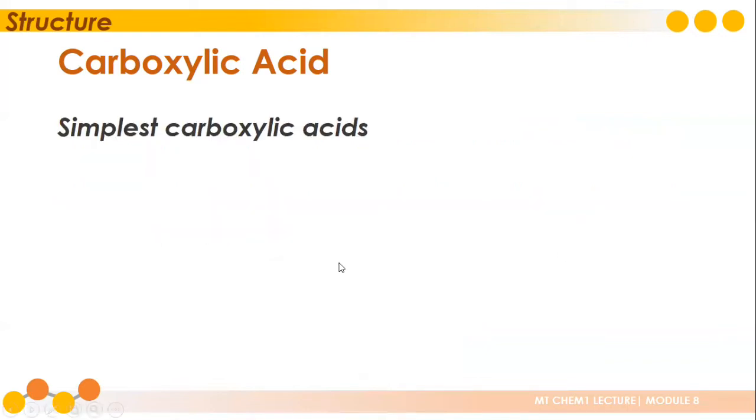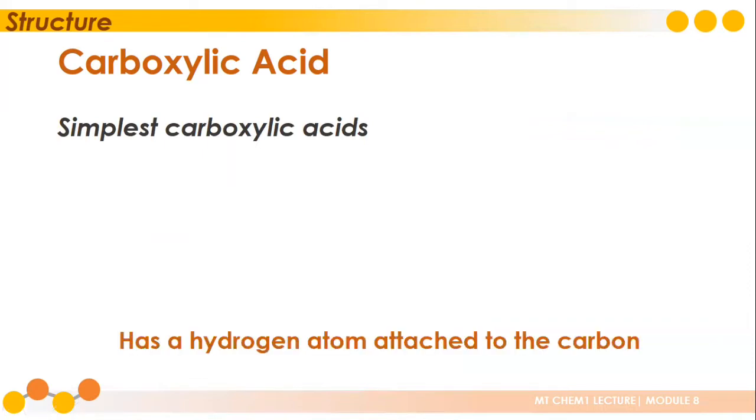Let's proceed now with the simplest carboxylic acid that we can find in our environment. First, the simplest carboxylic acid, of course, has a hydrogen atom attached to the carboxyl functional group. So we have here our carbonyl, we have our hydroxyl, and then we have our hydrogen attached to our central carbon. This is our simplest carboxylic acid.